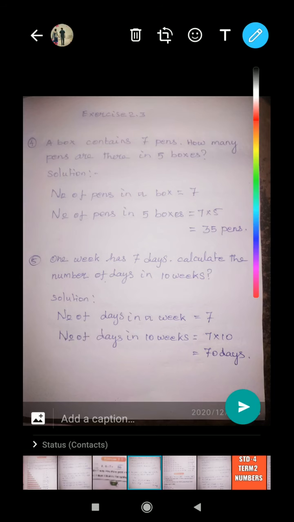pens. Okay, next, 1 week has 7 days. Calculate the number of days in 10 weeks. Look at the solution. Number of days in a week, 1 week has 7 days. So number of days in 10 weeks, we have to multiply 10 into 7. So the answer, 10 sevens are 70. So total days, 70 days.